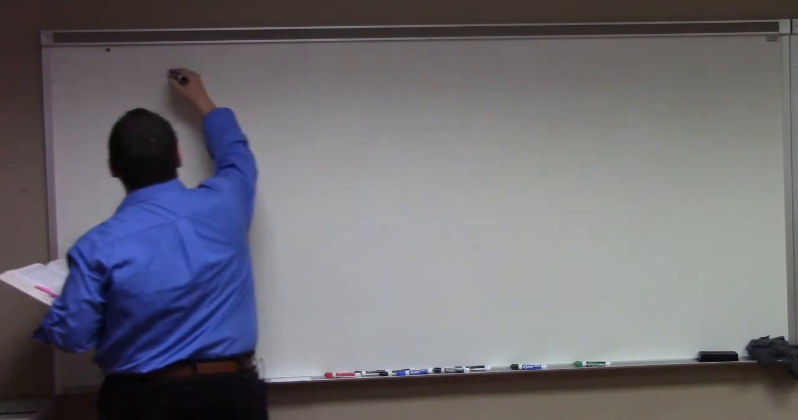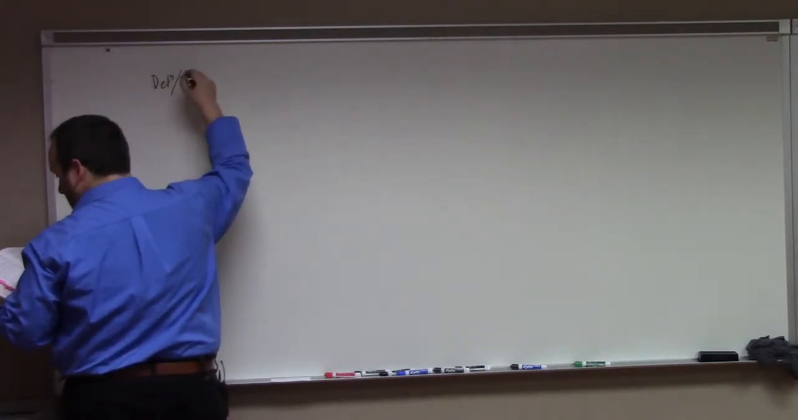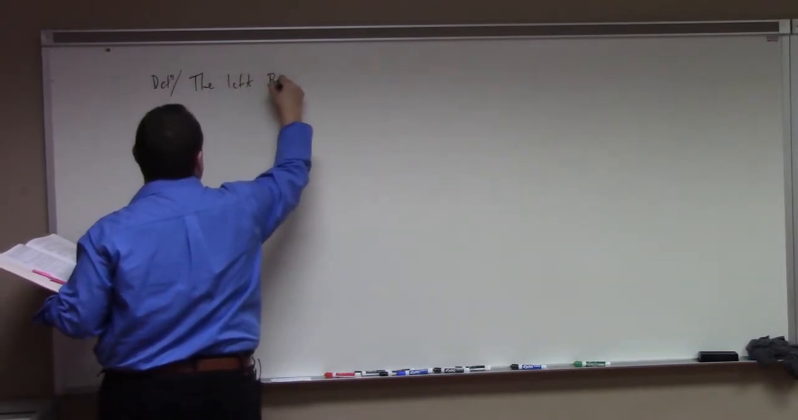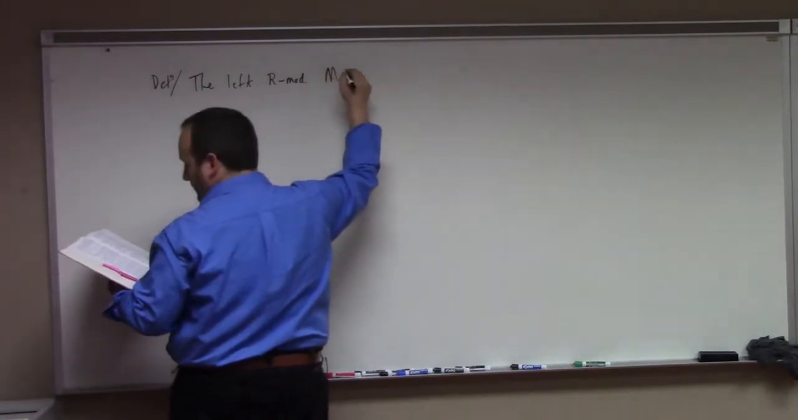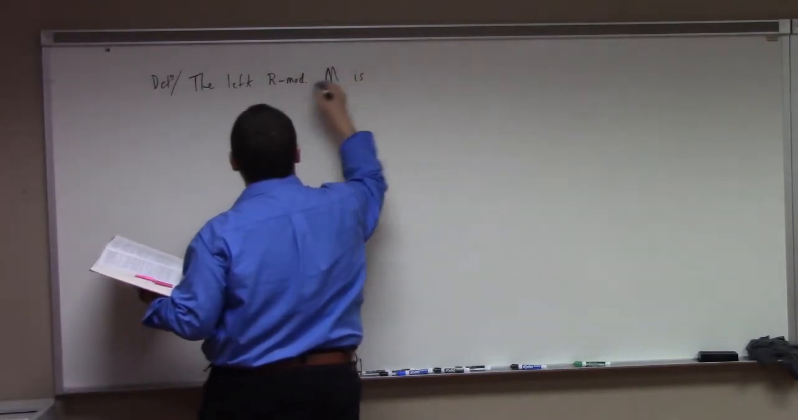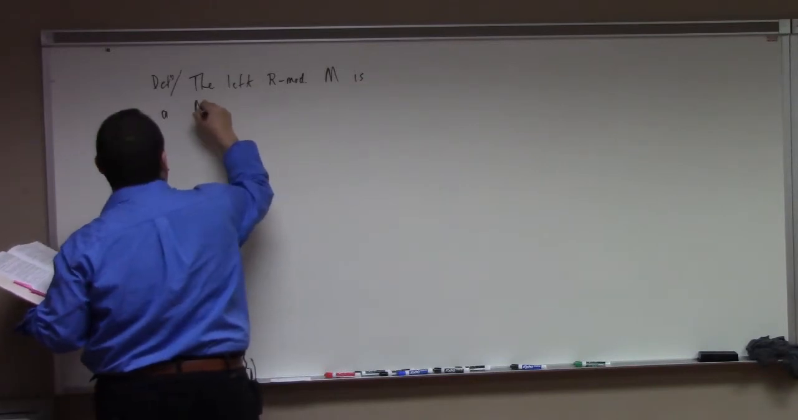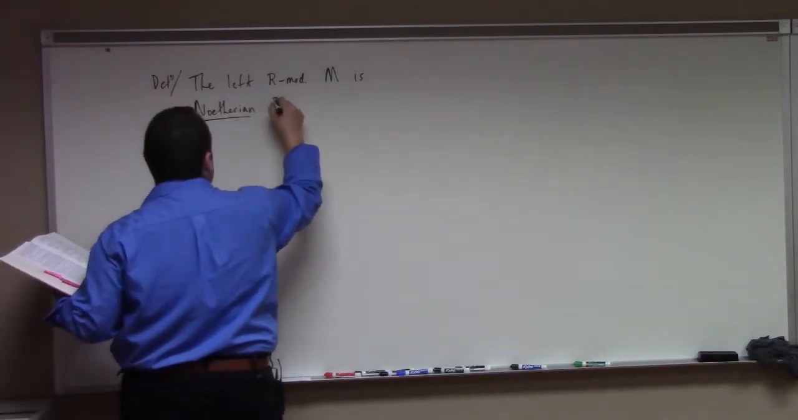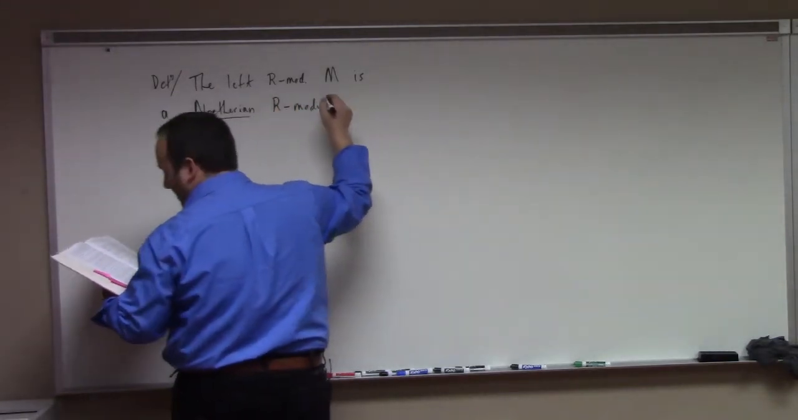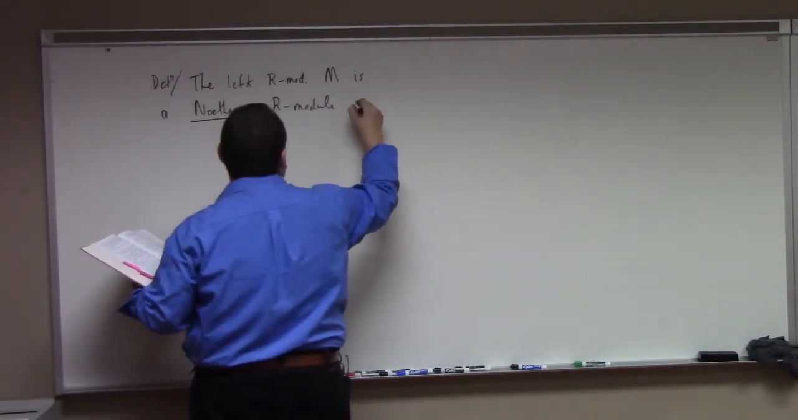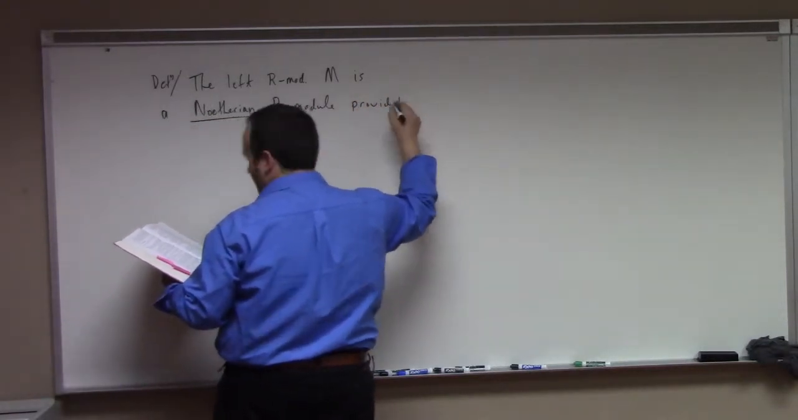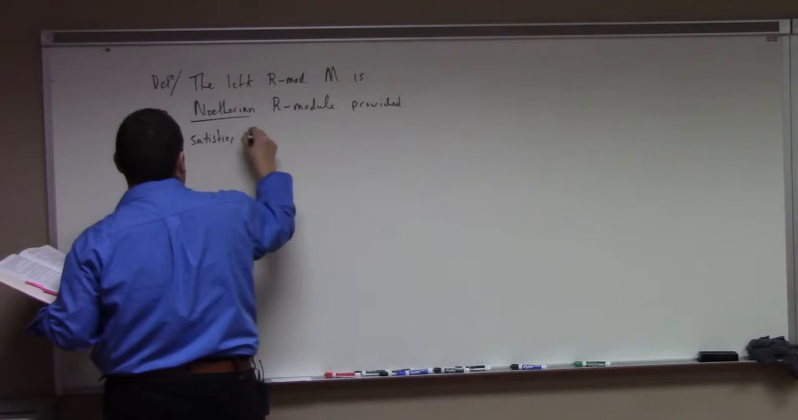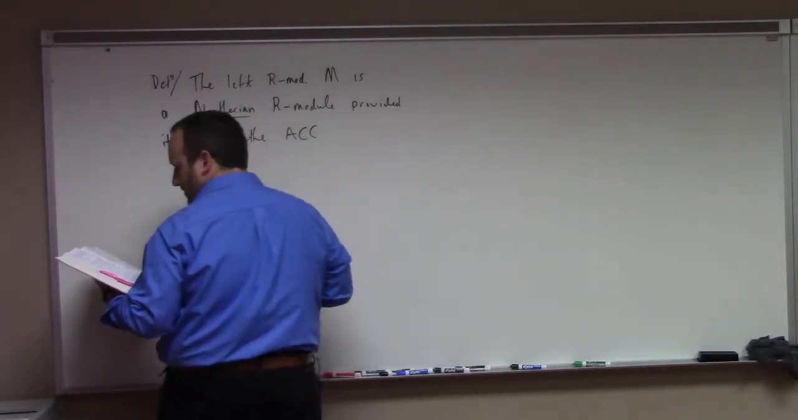Definition. The left R module M is a Noetherian R module provided it satisfies the ascending chain condition on submodules.